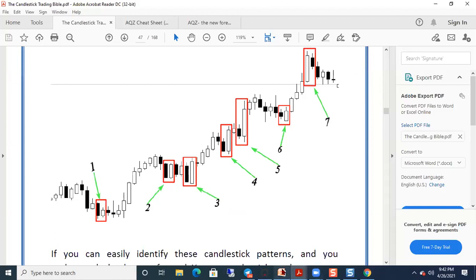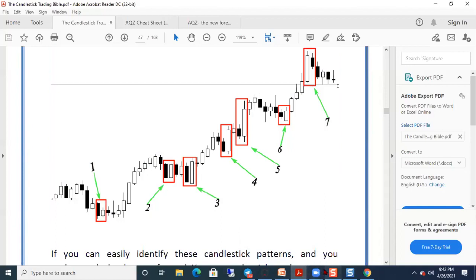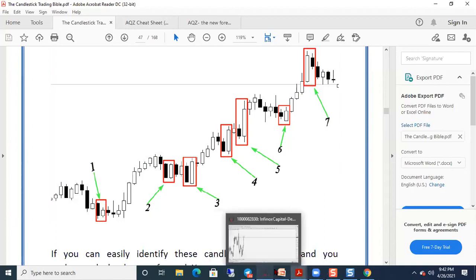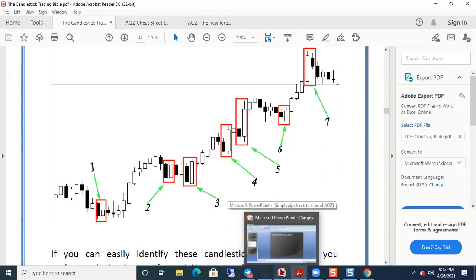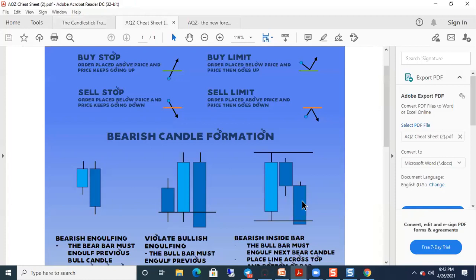Okay, so we're done with this. Let's go straight into AQZ qualifying candles, and then when we come back tomorrow, we'll discuss structure and start piecing them together. Right? Last thing we discuss today, quickly in the next few minutes, is AQZ qualifying candles.